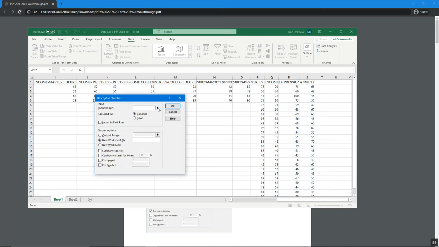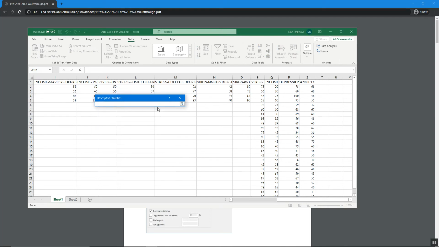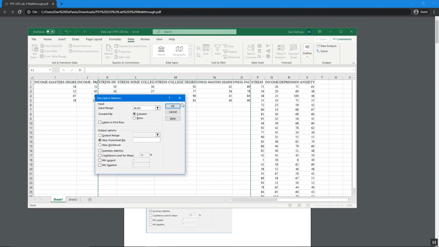So input range, once again, I got to hit this arrow. And now I want to select the groups. So we want to select these 5 columns because they're all stress. Labels in the first row. I selected the whole column, so labels in the first row. And I want summary statistics. That's going to get me variance and a bunch of other stuff. Hit OK.